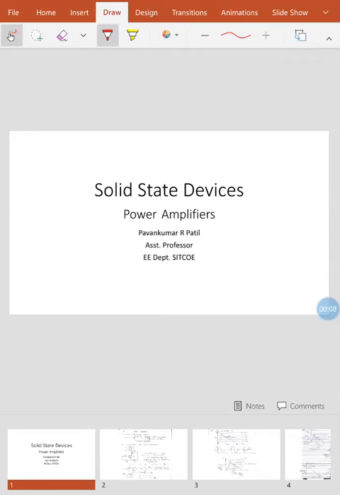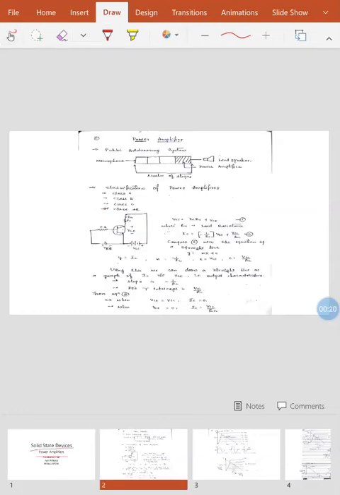So today we are going to discuss the solid state devices, this chapter, this subject. We are going to have a discussion on power amplifiers. So let us take this one.